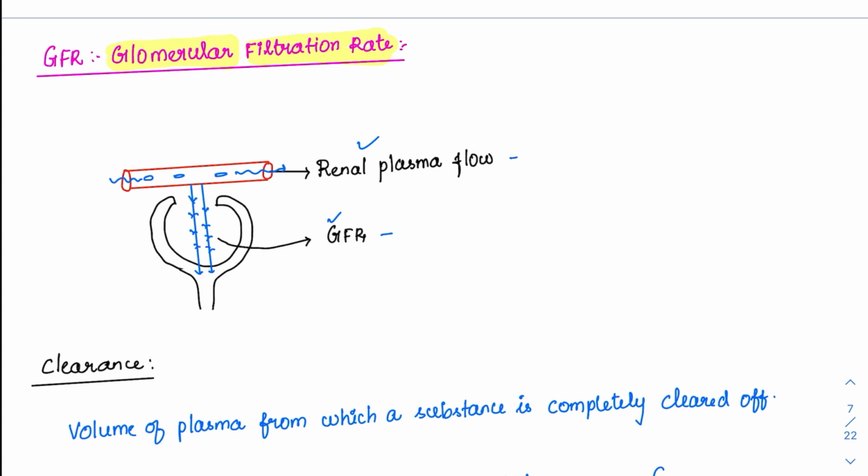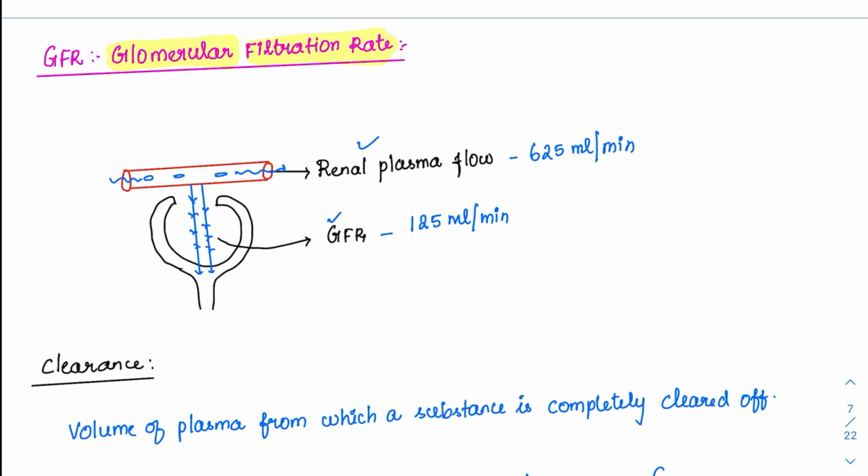What is the renal plasma flow? I will tell you the normal values. It is 625 ml per minute. We will see what substances are used to measure them also. What is the GFR normally? It is 125 ml per minute. These are the normal values. See, 625 ml is going per minute, but only 125 is being filtered. That is the glomerular filtration rate.